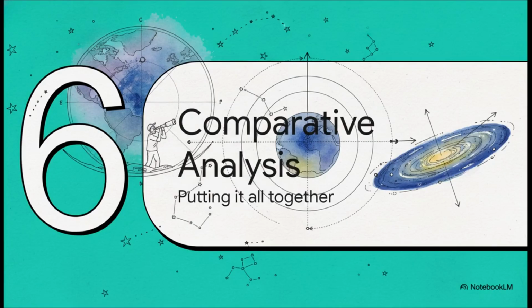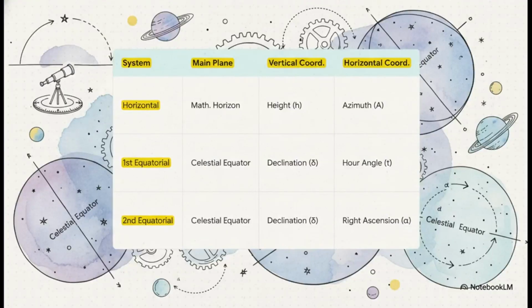So let's conclude with a direct side-by-side comparison. This should help solidify our understanding of these 3 fundamental systems. This table really distills everything we've talked about. Notice the key progression. We move from a local main plane, the mathematical horizon, to a universal one, the celestial equator. And most importantly, we move from dynamic, observer-dependent horizontal coordinates like azimuth and hour angle to the static, universal coordinate of right ascension. This is the journey from a personal snapshot of the sky to a permanent map of the cosmos.